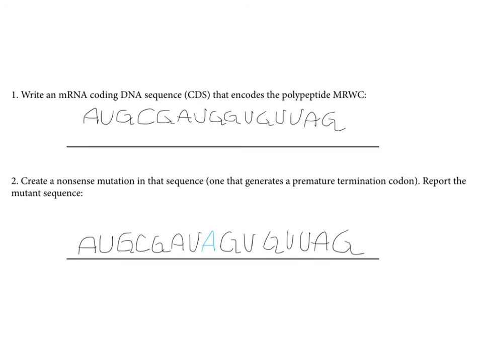Let me load in a few of the examples of work that you did while you were waiting for this process to finish. So, write a coding sequence that encodes the polypeptide, whatever that is, M R W C, and then a nonsense mutation, so trying to create a stop codon.